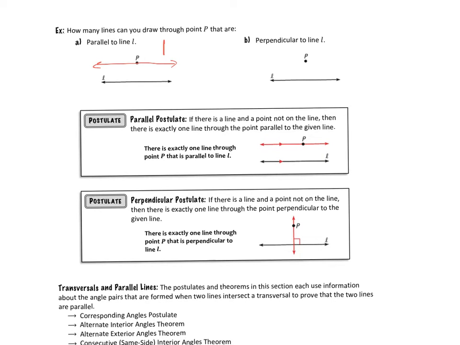And for B, to draw a perpendicular line in order to make a 90-degree angle, again, there's only one way to go. If I go any other angle, it's not going to be 90 degrees. So, again, there's only one way. And so we have our parallel postulate and our perpendicular postulate that say, through any line L, if there's a point P not on line L, there is exactly one line through point P that is parallel to line L. That's the parallel postulate. And there is exactly one line through point P that is perpendicular to line L. That would be the perpendicular postulate.